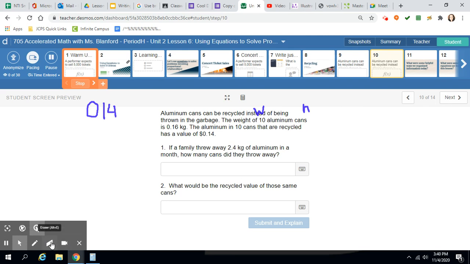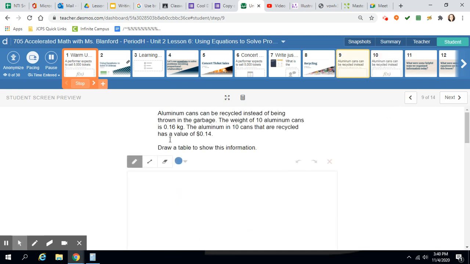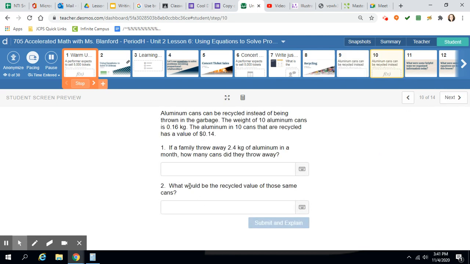So for this one, we're going to move on, but we're using the same thing. So now we're using this whole thing. If a family threw away 2.4 kilograms of aluminum in a month, how many cans did they throw away? Well, we kind of have to know this information that we had done, which will be helpful for you to have in your table.